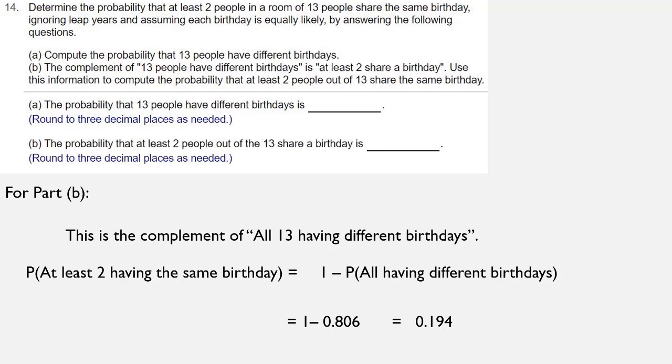Almost 20%. It turns out that if you get about 30 people in a room, the probability that at least 2 of them have the same birthday is up above 90%. So that's why I like this problem so much, because it really reveals something kind of cool. And that's your answer.